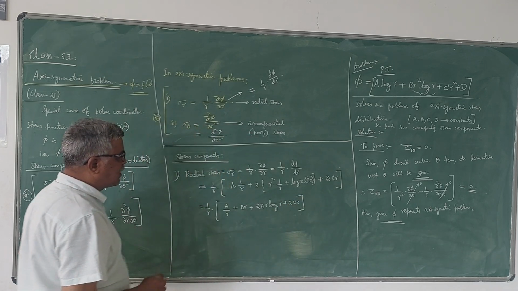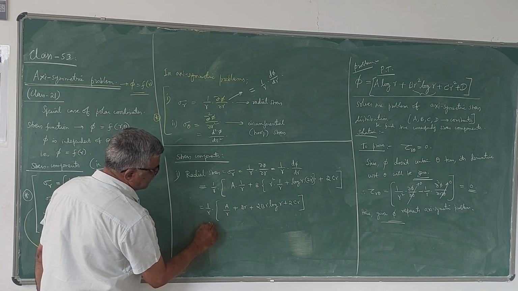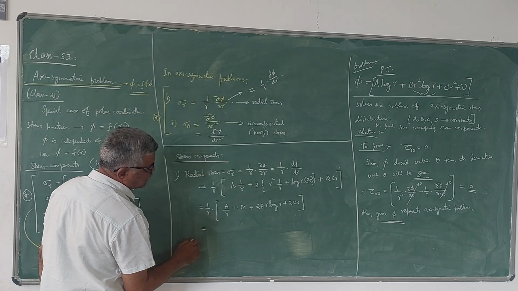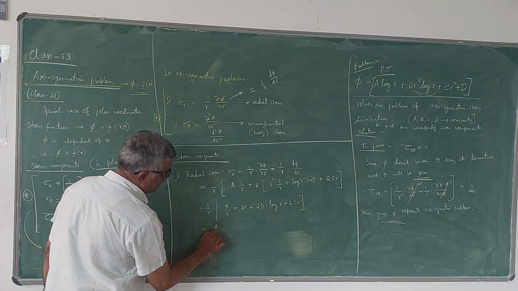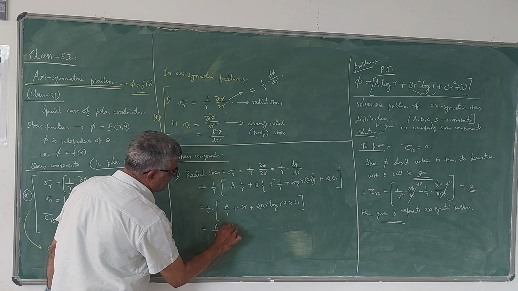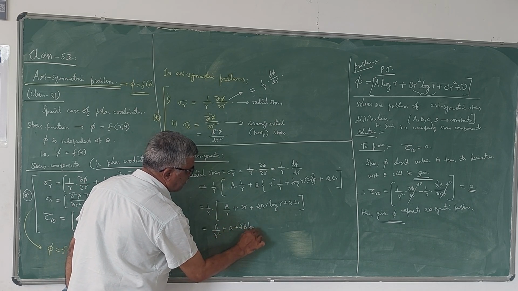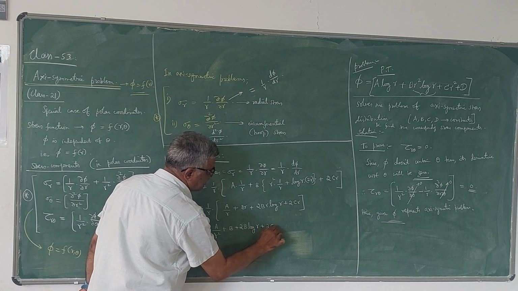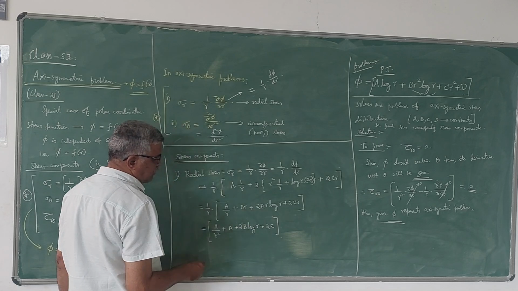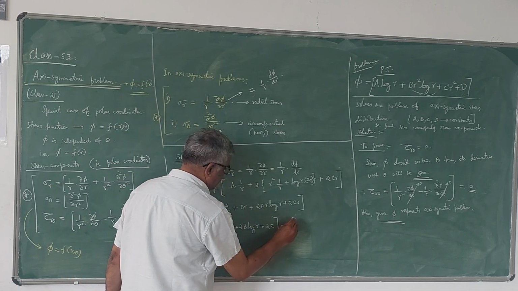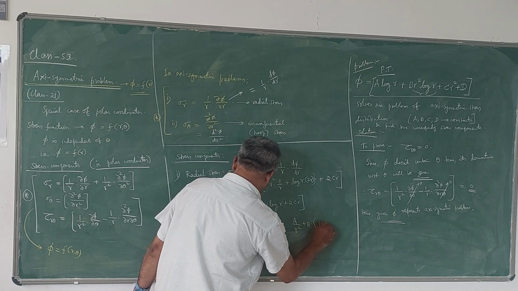Any simplification can we do? So nothing will get cancelled. So r will get cancelled here. So this I can write as a by r square. Correct? A by r square plus b plus 2b log r plus 2c. So this is what we get. We can take b common here and we can write a by r square plus b into 1 plus 2 log r.